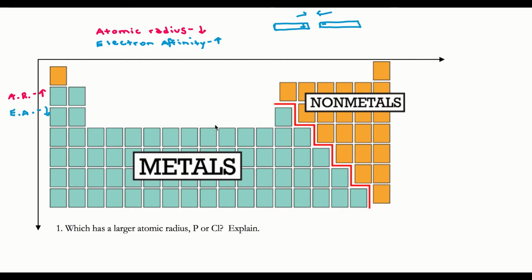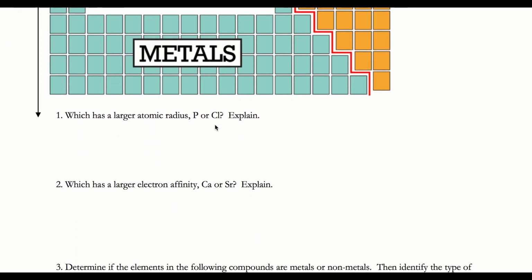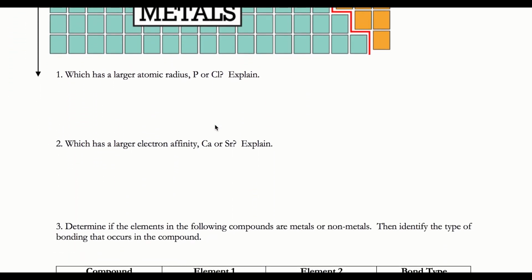All right, so let's look at a couple of examples. Which has a larger atomic radius, phosphorus or chlorine? Well, if you look, phosphorus is to the left of chlorine on the periodic table. So phosphorus is going to be larger. Why is it larger? Well, it's larger because it has fewer protons.